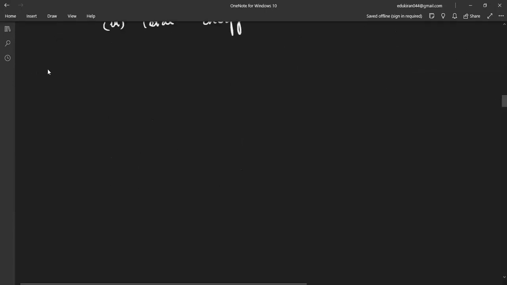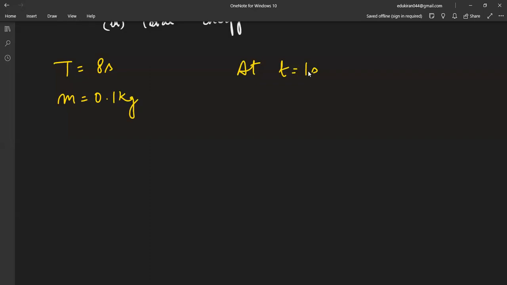See, time period is mentioned as 8 seconds. Mass is given as 0.1 kg. See, at t is equal to 1 second, amplitude we do not know. Right, amplitude we have no idea. Amplitude is not mentioned. Velocity is given as 4 meter per second.